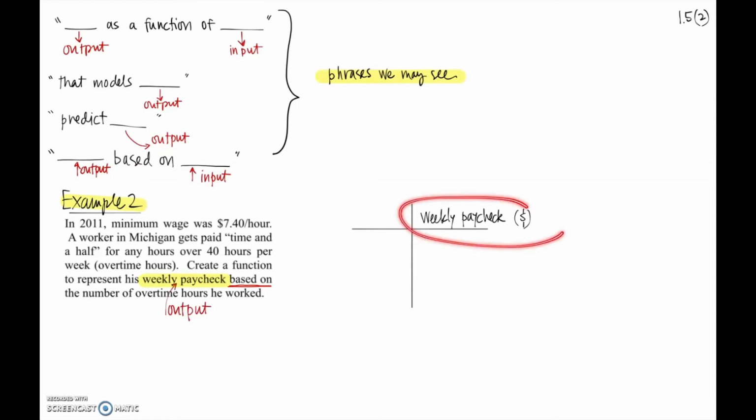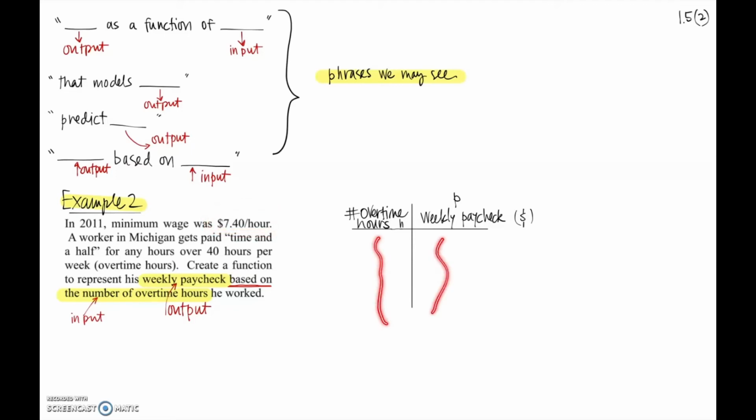So weekly paycheck is the output in our table, and the input will be the number of overtime hours he worked. So we've got number of overtime hours in the table as an input variable, and we'll call that variable H for overtime hours, and the output variable is going to be P. We're asked to create the function, so we need to come up with a formula for this function. And really the only information we have is that the worker is paid $7.40 an hour. So we're going to have to construct some data based off this information.